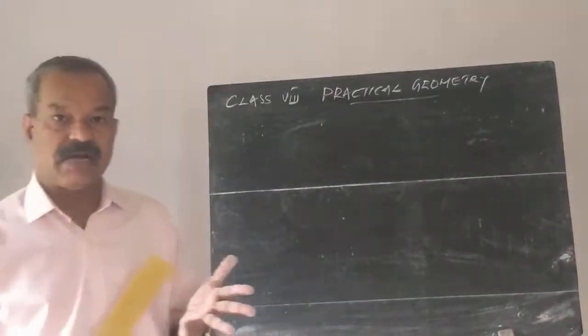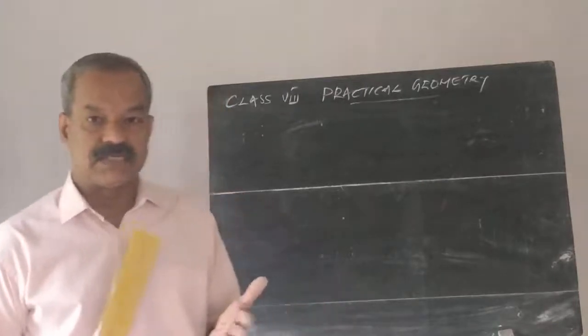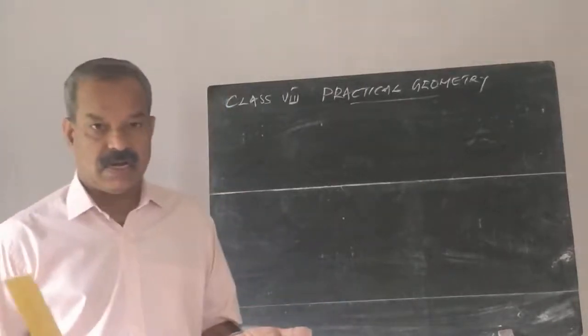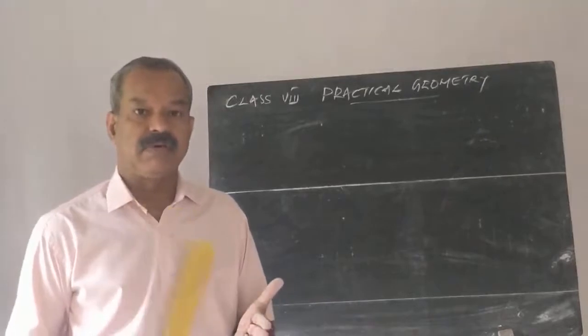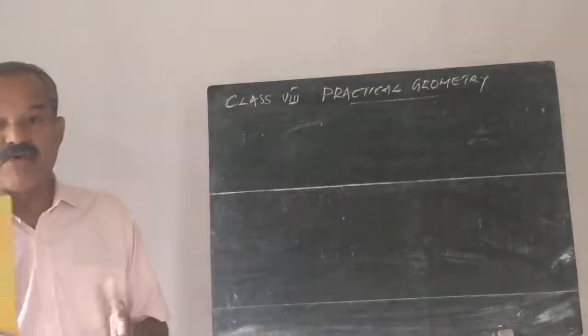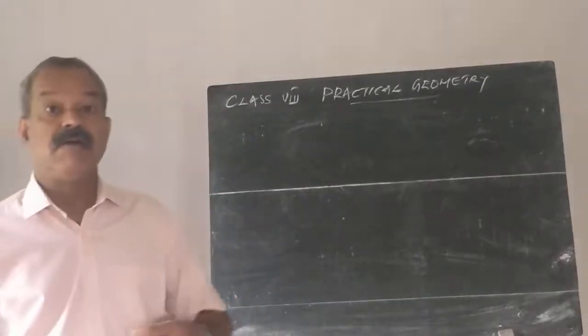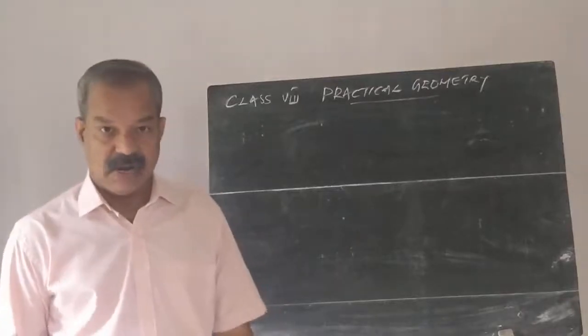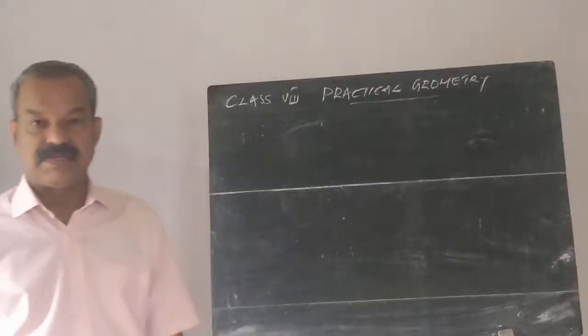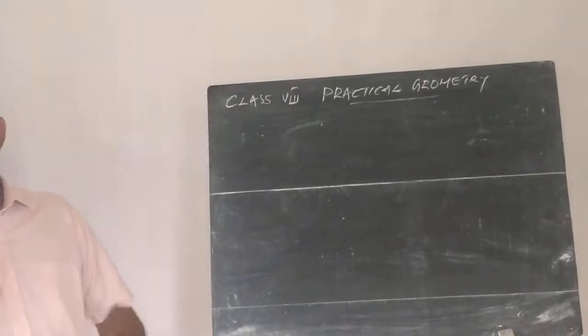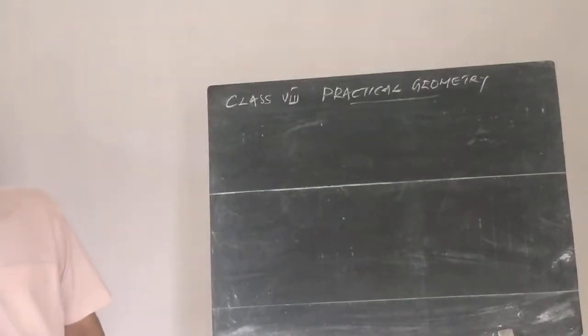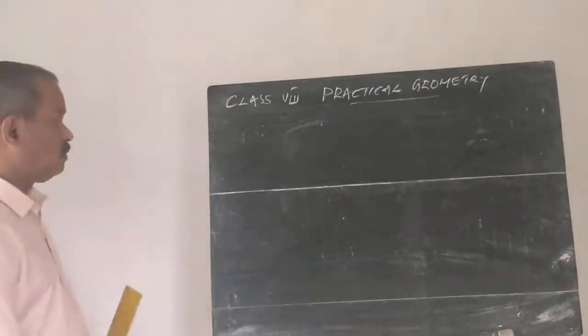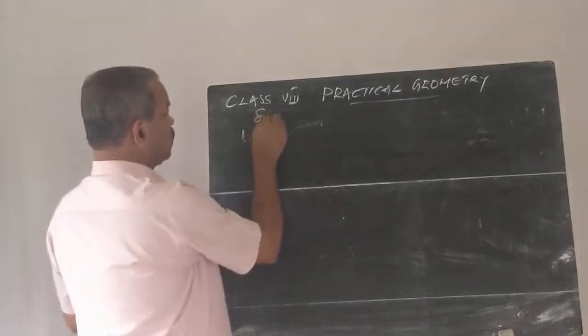To construct a triangle, we require three measures. To construct any quadrilateral, we require five measures. But for quadrilaterals which are considered special cases, we require a minimum number of measures to construct. That is, first one, some special cases.